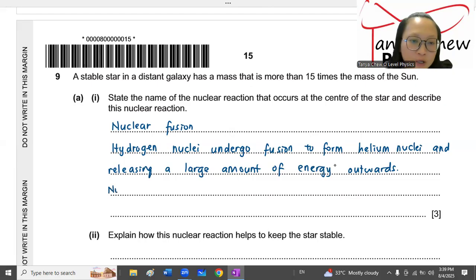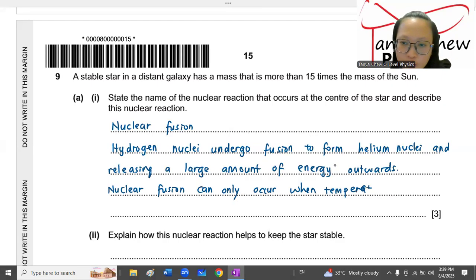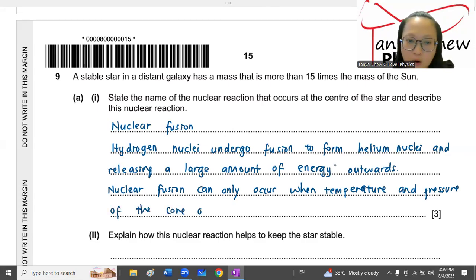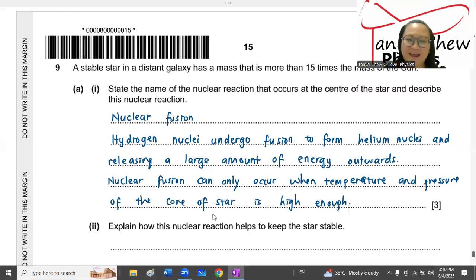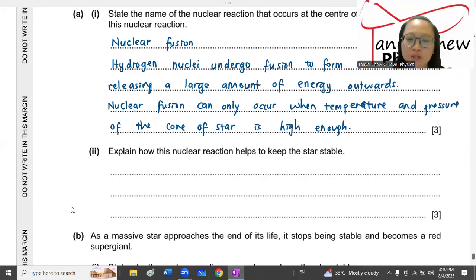And then nuclear fusion can only occur when temperature and pressure of the core or of star is high enough. That's it. And the second part, explain how this nuclear reaction helps to keep the star stable.